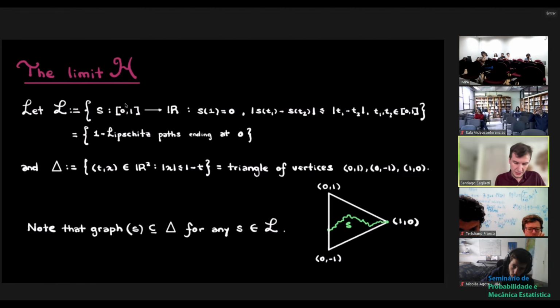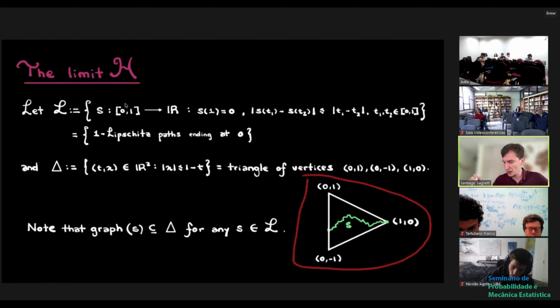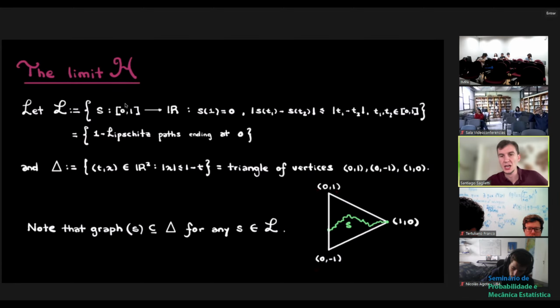And then I'm going to define a set, which I'm going to call a triangle or cone, if you want, which is essentially this triangle right here. It is the triangle of vertices (0, -1), (0, 1), and (1, 0). And what this triangle or this cone, well, let's call it triangle for now, but later it will be a cone.